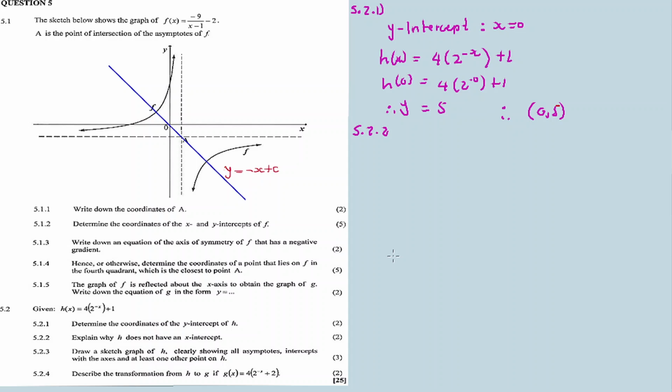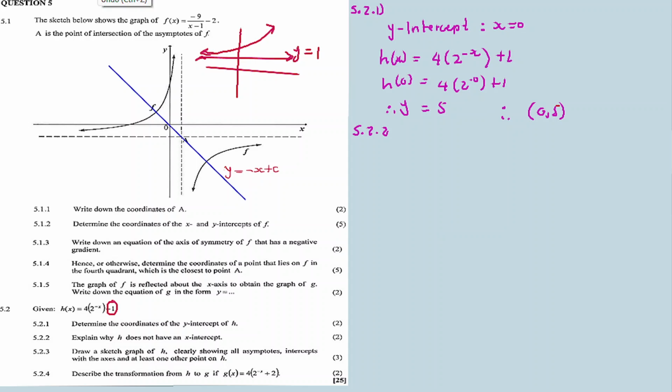Explain why h does not have an x-intercept. Okay, because of the plus 1, it means there is a horizontal asymptote of y equal to 1. So our function is something like this. I'm making an example of an exponential function with an asymptote of y equal to 1. If the asymptote is above the x-axis, your exponential function won't have an x-intercept. So that's why h has no x-intercept.